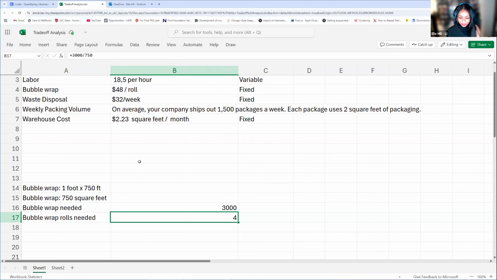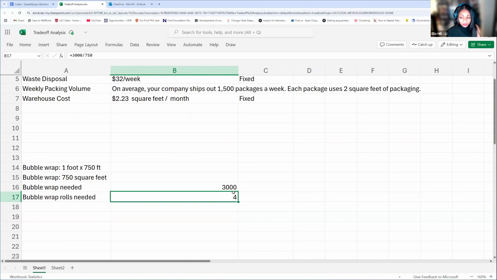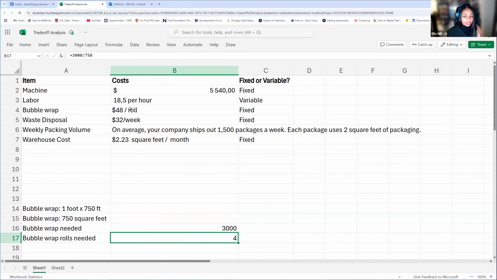I'm happy to answer. Now that we know that we have 4 rolls of bubble wrap needed, we still need to figure out this cost. So now we're full circle back to this cost. So let's see, how much did it cost for bubble wrap? Bubble wrap is $48 per roll.